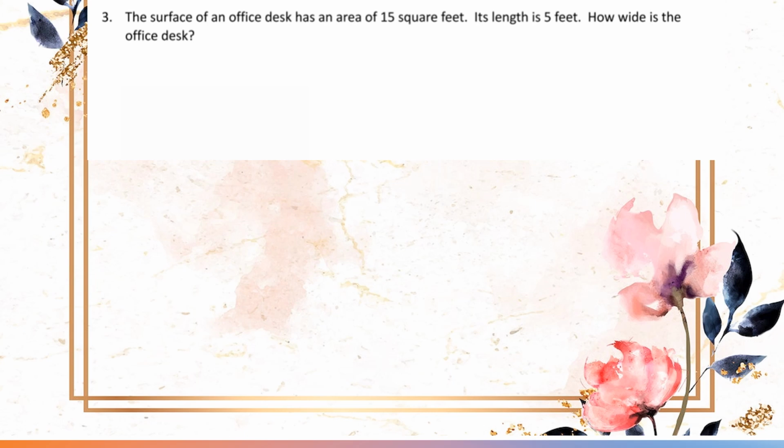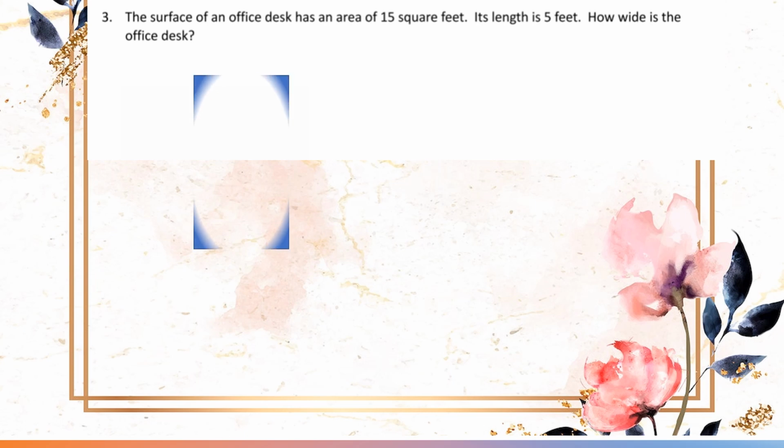Now let's take a look at number 3. Number 3 says the surface of an office desk has an area of 15 square feet. Its length is 5 feet. How wide is the office desk? Okay, well, let's draw a model to figure it out.